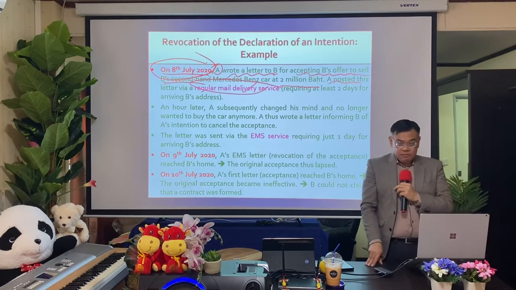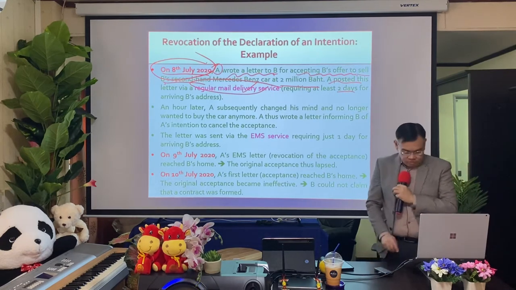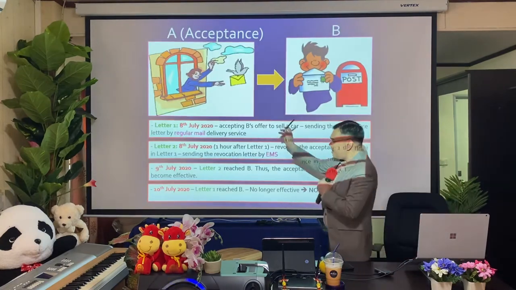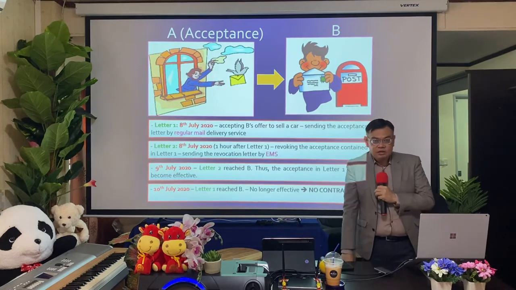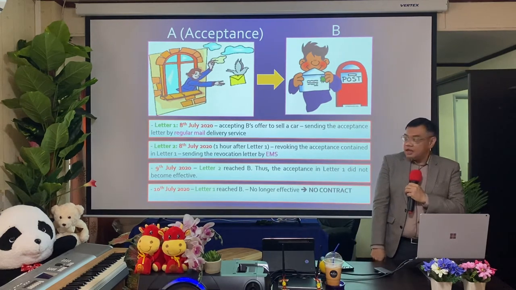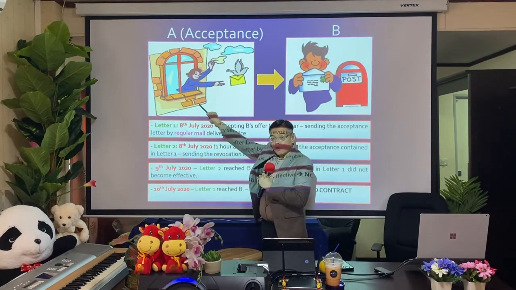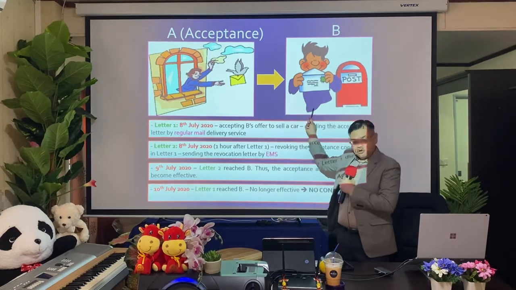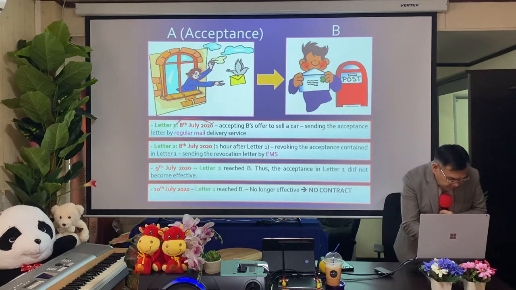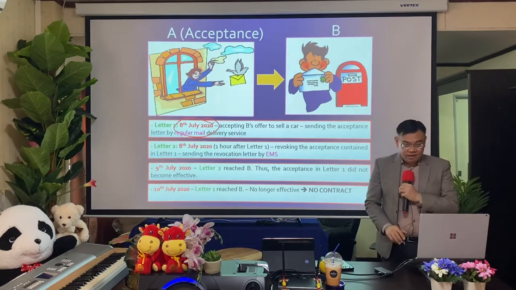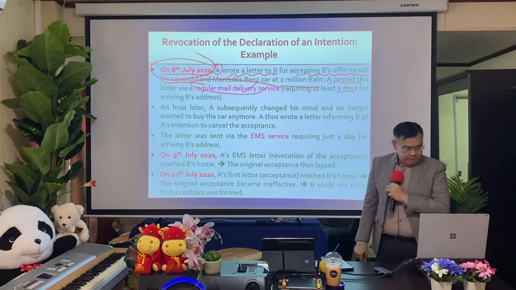It might take maybe two to three days for the letter from A to reach B. So when A posted his letter, A did not use express mail service. He used just regular mail delivery service, so that the letter from A would take about maybe even two to three days in order to reach B. So this is the 8th of July 2020, when A posted this letter to B.